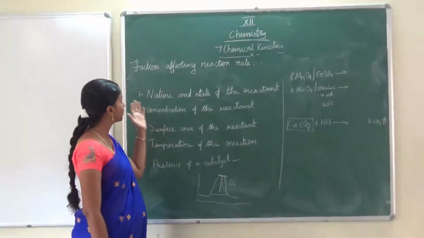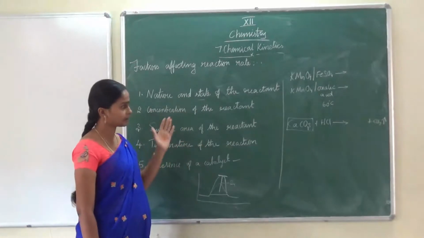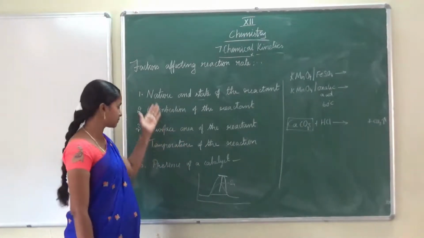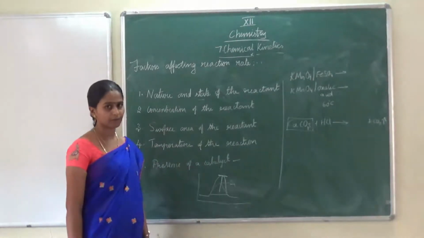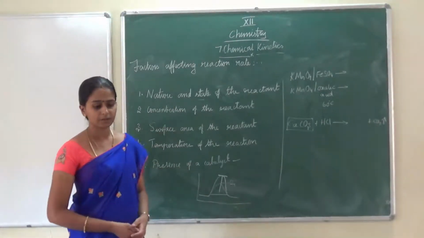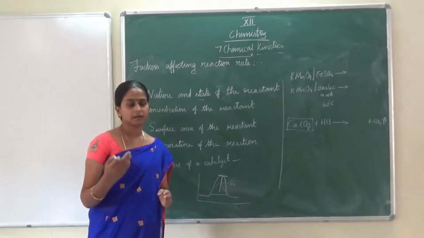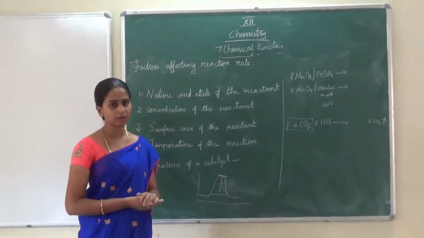Just go through what are the factors that can affect the rate of the reaction. We can expect this one 5-mark question. You have to explain all the 5 points. Just go through your book, and if you have any doubt, you can ask.